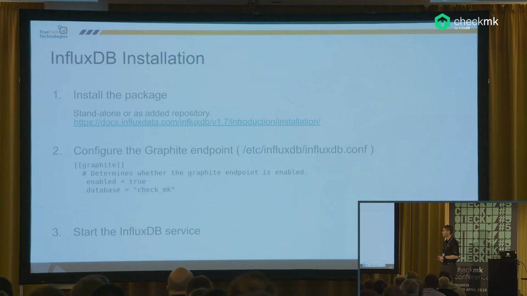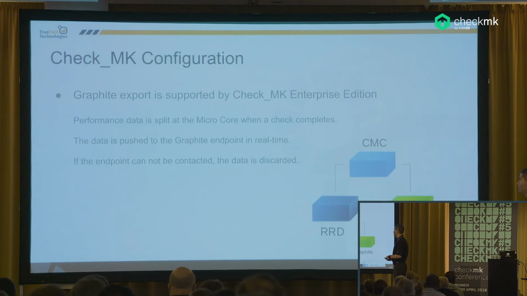Installation is pretty simple. Go install the package, find the endpoints here, enable it, identify the database, start the Influx database service. Not very difficult. Checkmk configuration here. You really have two pieces. You've got the RRDs, and then you have the Graphite.